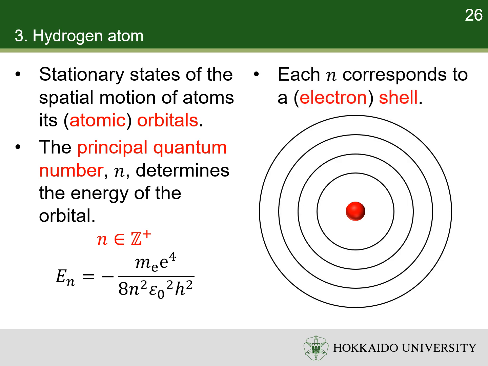The sets of orbitals with the same principal quantum number value are referred to as an electron shell. The shells are labeled alphabetically with the letters used in X-ray notation. For example, the shell with n equals 1 is the K shell. The shell with n equals 2 is the L shell. The shell with n equals 3 is the M shell, etc.